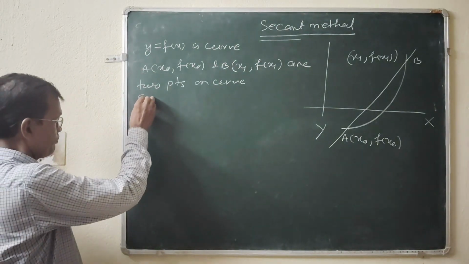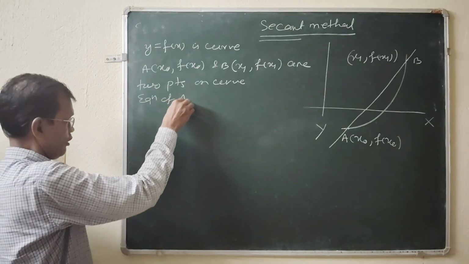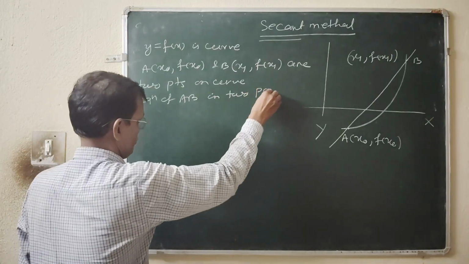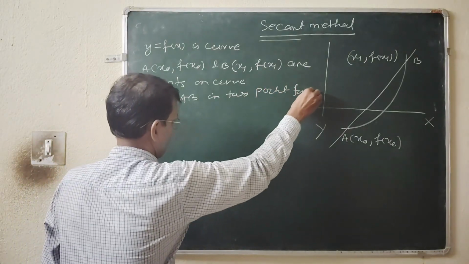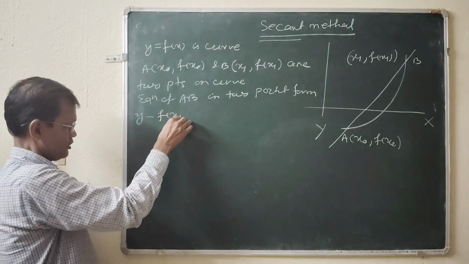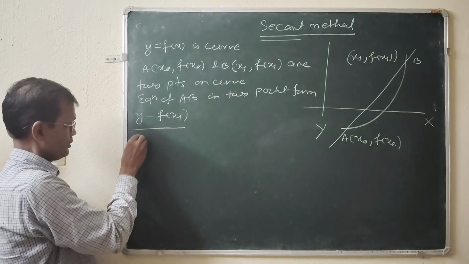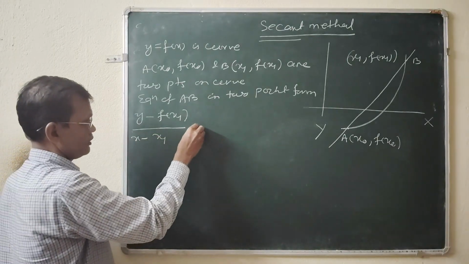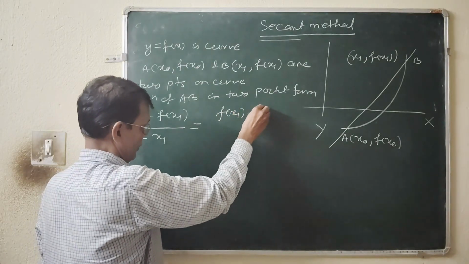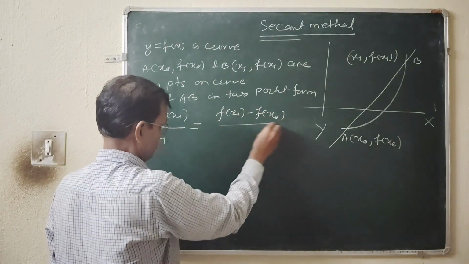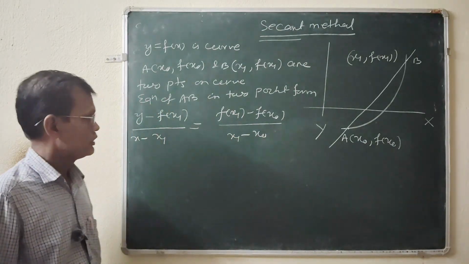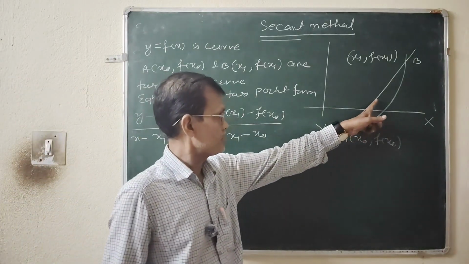Then the equation of AB in two-point form is (y minus f(x1)) by (x minus x1) is equal to (f(x1) minus f(x0)) by (x1 minus x0). So this represents the equation of this line.